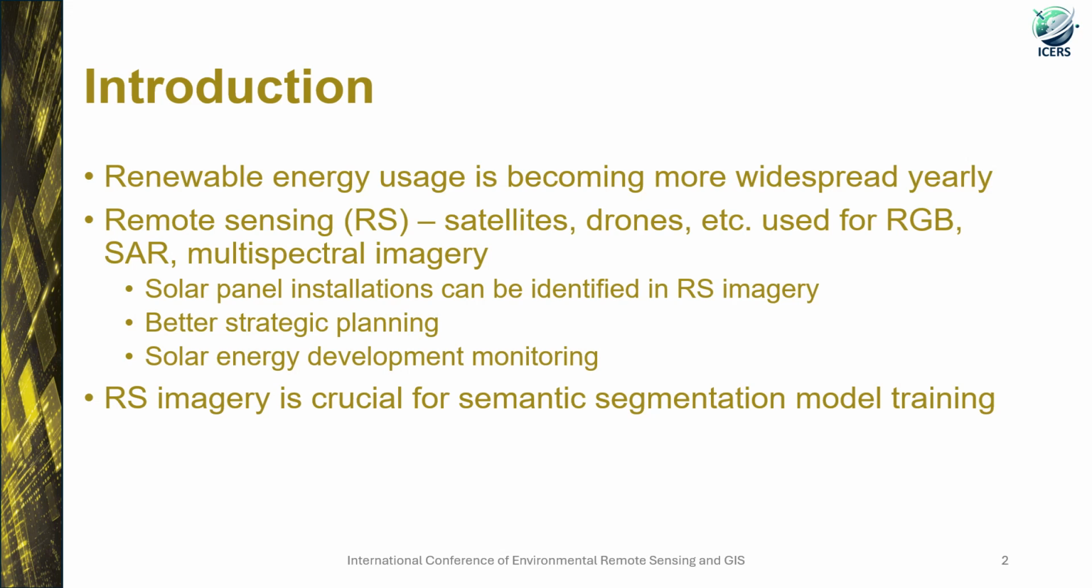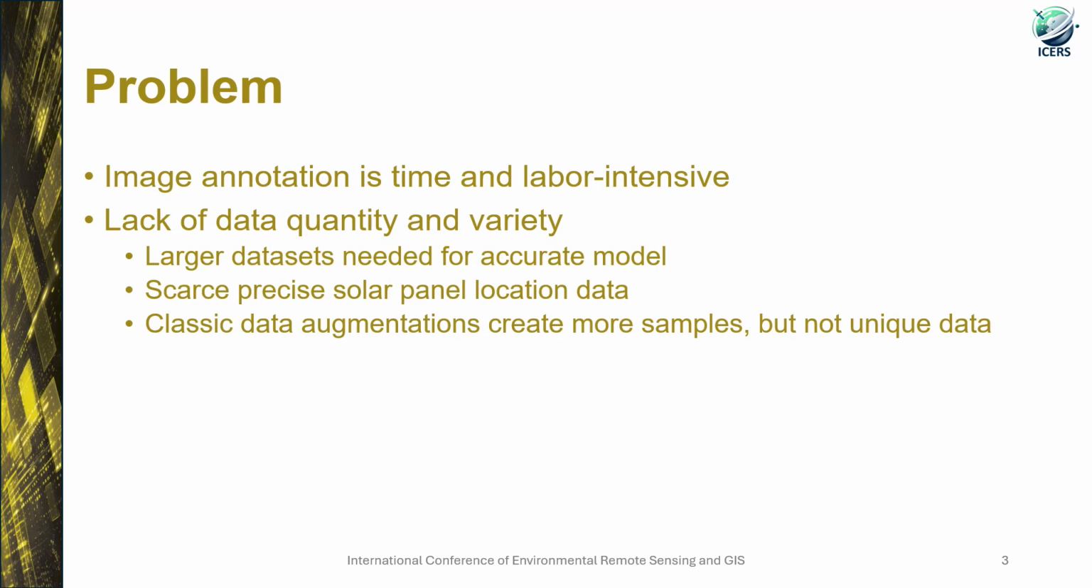To make the monitoring process more effective and less labor-intensive, semantic segmentation models are used for object labeling in remote sensing imagery. However, when training semantic segmentation models, two common problems arise: the image annotation process being time-consuming and labor-intensive, as well as the lack of data quantity and variety for specific tasks. For solar panel semantic segmentation model training, large amounts of data are needed for better model accuracy, and the scarcity of precise solar panel location data makes the manual labeling even more difficult.